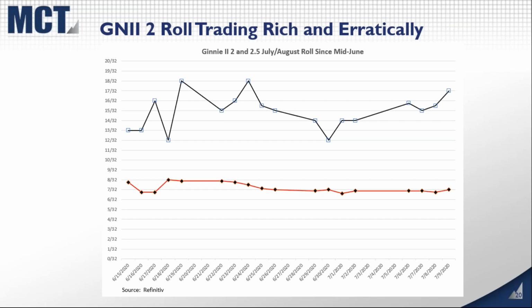You can see that while Ginnie 2.5s are also trading special, it's much less. Basically in a 7-tick roll, it's trading about 4 to 5 ticks special, which is still special and still makes it relatively expensive to hedge. But the Ginnie 2 roll is just extremely expensive, and that's why we've recommended to our clients and traders not to use Ginnie 2s until the liquidity improves.